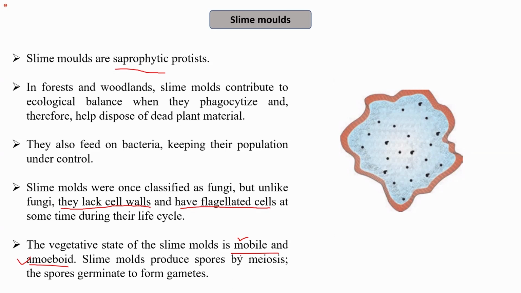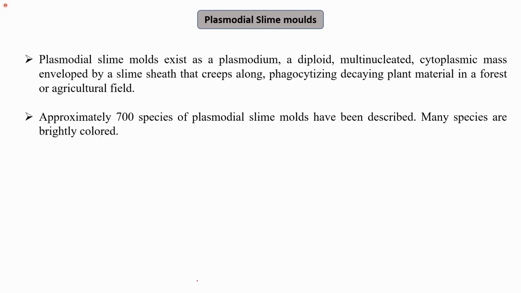Slime molds produce spores by the process of meiosis. So basically, it's a kind of sexual reproduction. The spores germinate to form gametes, which then undergo fusion, forming a zygote and resulting in a new organism. We have two types of slime molds: plasmodial slime molds and cellular slime molds.